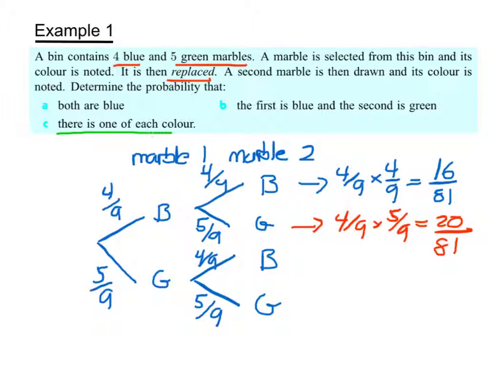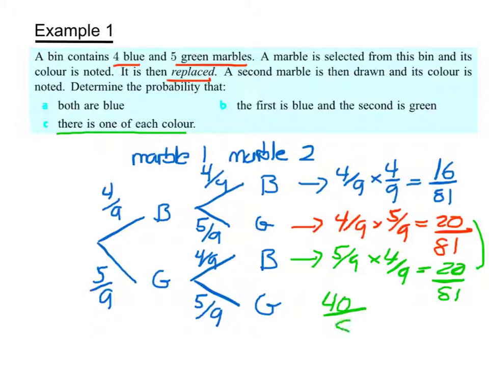Now the last question wants me to find the probability that there is one of each color. Well, I've already found the probability of one of those cases, blue and green. Now I want to find the probability of drawing a green first and then a blue. And again, I want to multiply along the branches. So 5/9 times 4/9, again, it's 20 over 81, but I want to add these two because both get me the outcome that is desired. So really I have 40 over 81.